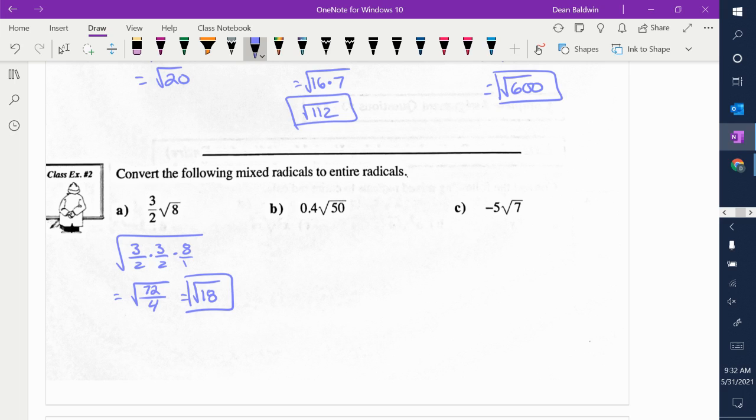All right, you can do it with decimals if they give you a decimal. So how many decimals am I putting in? 2. So it's 0.4 times 0.4 times 50. And if you multiply that out, you get 8.